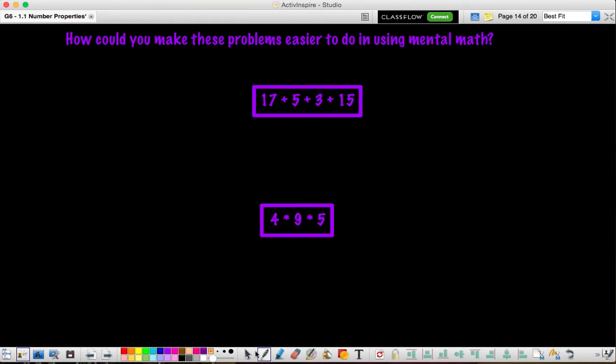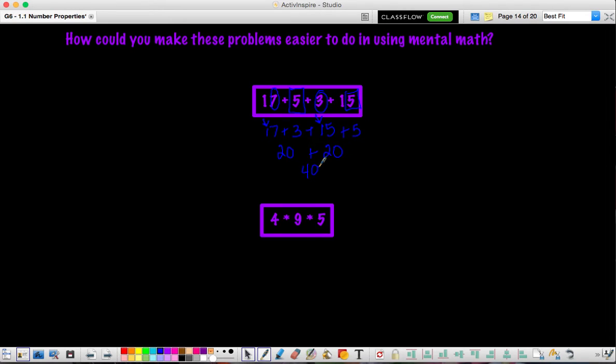All right, so to make this easier to do in my head, I would put this 7 and this 3 together because I know 7 and 3 gives me 10. And then I would put this 5 and this 5 together because I know that 5 and 5 also gives me 10. So 7 and 3 is 10, plus 1 more 10 is 20, plus 5 and 5 is 10, plus 1 more 10, because that's in the tens place, is 20, so I get 40.